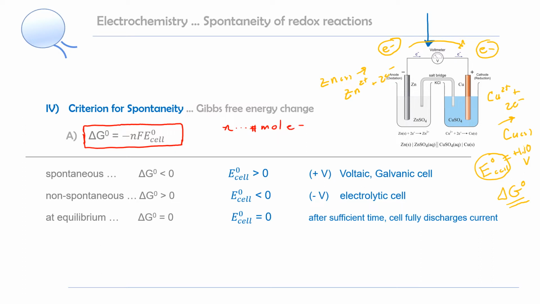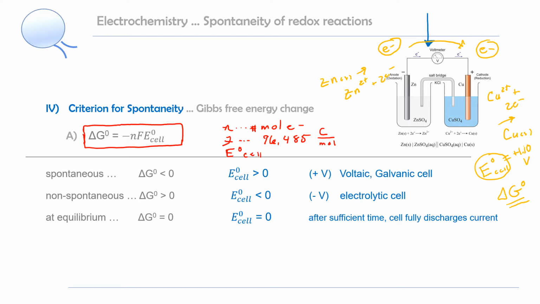That's why it's important to balance your redox process. You have to know how many moles of electrons are being exchanged. F is Faraday's constant. This is the charge on 1 mole of electrons, and that number is 96,485 coulombs per mole of electrons. And then finally, the cell potential under standard conditions.